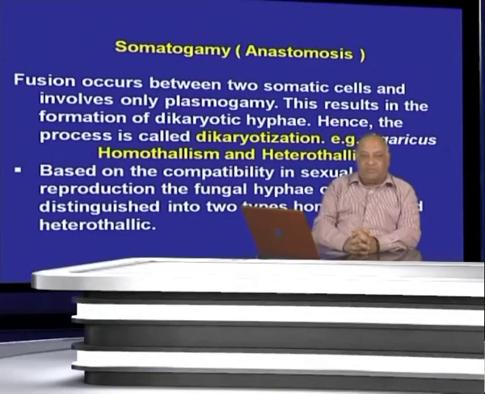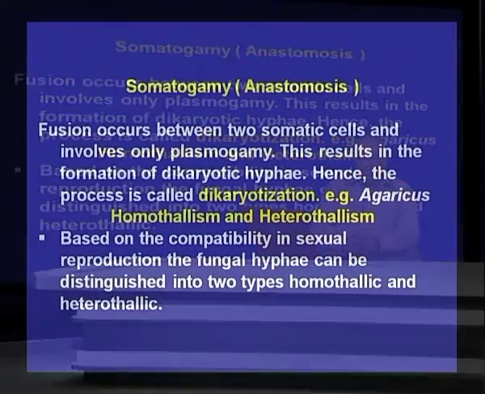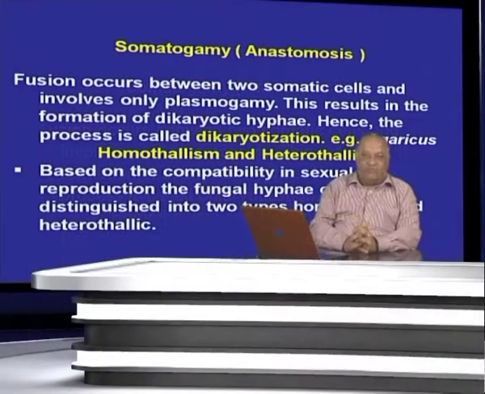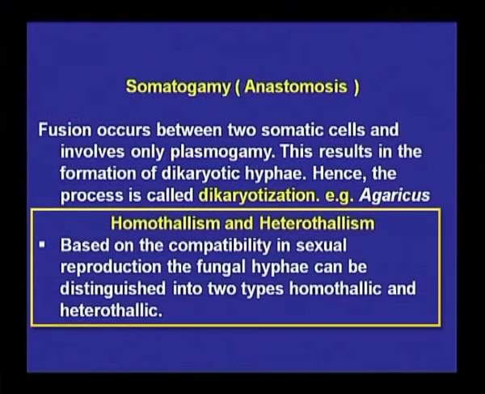Somatogamy or anastomosis: fusion occurs between two somatic cells and involves only plasmogamy. This results in the formation of dikaryotic hyphae. Hence, the process is called dikaryotization. For example, in Agaricus, it is very much present. Besides this reproduction of the fungi, there are two types of systems in the fungi. We see that there is homothallism and heterothallism also.